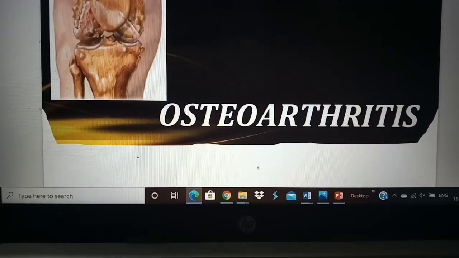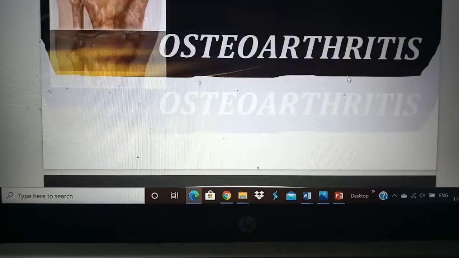Today we are going to see about osteoarthritis. It is one of the degenerative diseases that we can see in the elderly. Any "itis" means inflammation. "Arth" means joint. So osteoarthritis is an inflammation of the joints, and it is a degenerative disease that is commonly seen in elderly people. It is also seen in younger people, but more commonly in the elderly.